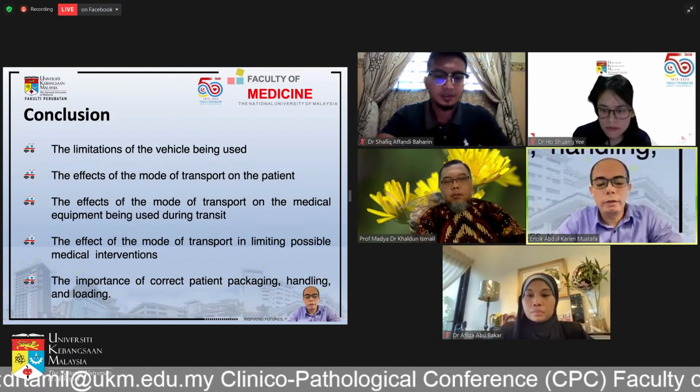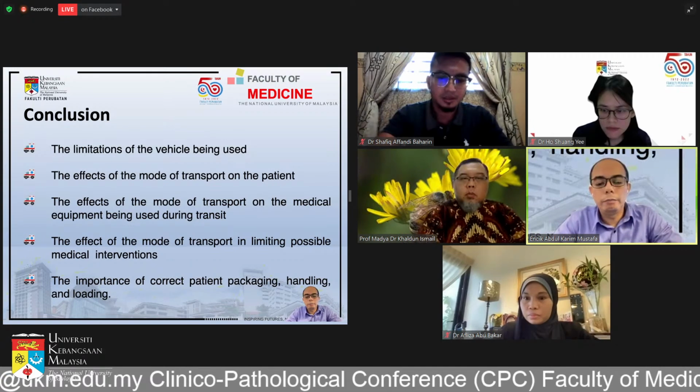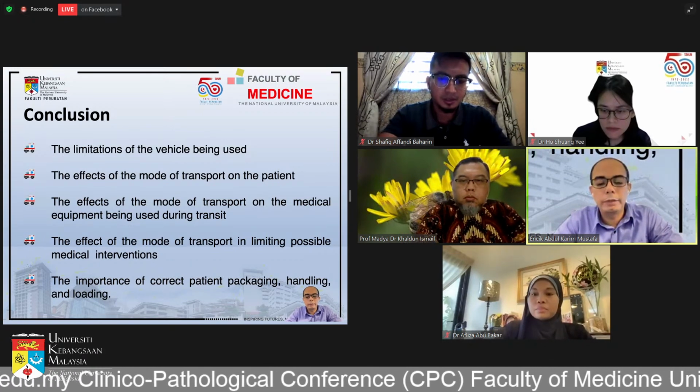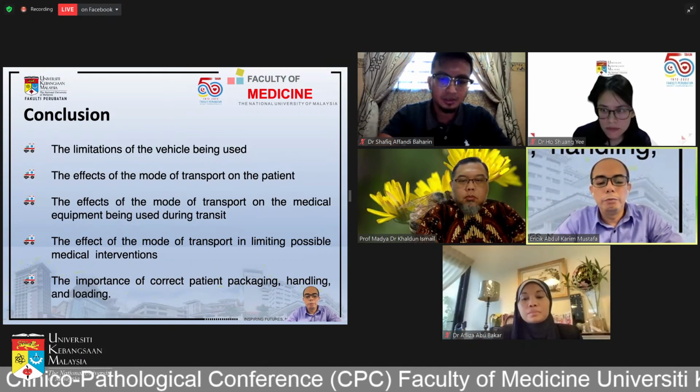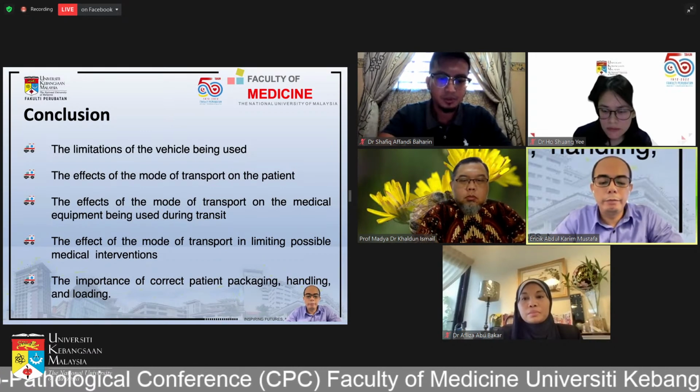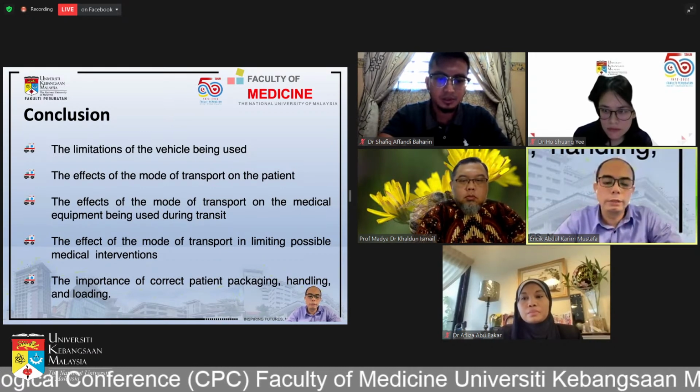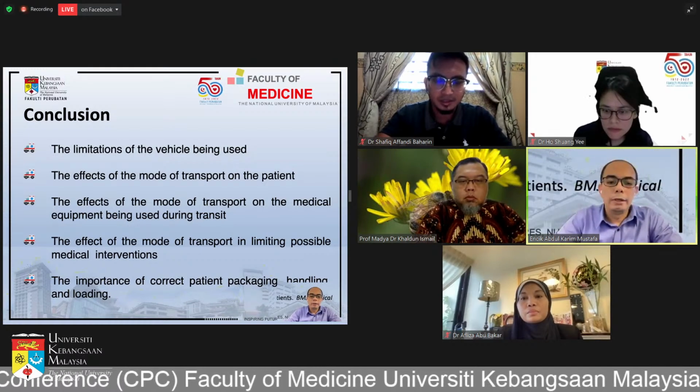And lastly is about the benefit of transportation. Even if we transfer because we don't have some specialty, we have to consider the benefit to the patient and also the benefit to the staff during the transportation process. This is some reference.